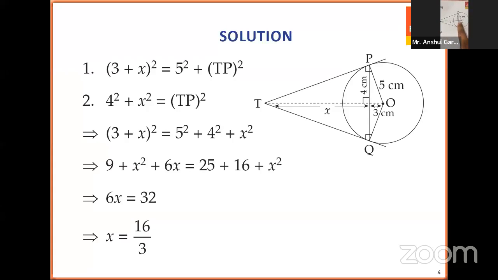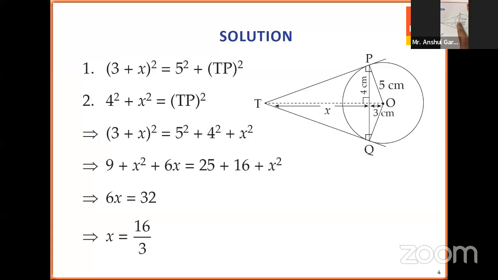तो आप देखेंगे ये जो है 3 हमको मिला, कैसे मिला? We found this as 3. How? This complete was 8, so half is 4. Half is 4, this is 5. We applied the Pythagoras theorem. हमने यहाँ पे Pythagoras theorem apply करी. So we found this as 3. So we assumed this as x, and from here we applied the Pythagoras theorem.